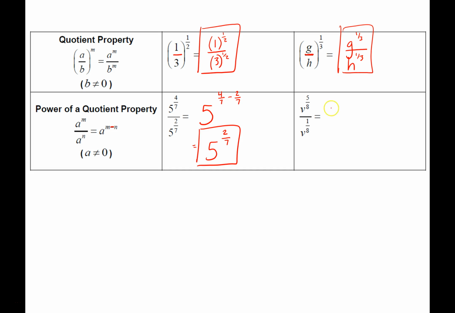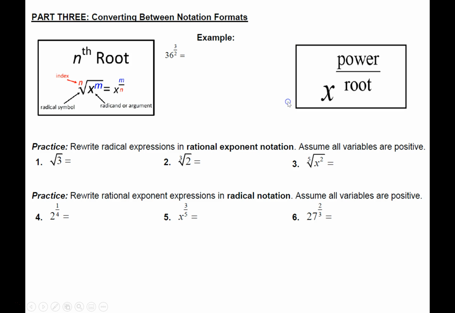The ones with variables work the same way. I have a base of v. I do my top exponent minus my bottom exponent. I again got lucky and have common denominators, so 5 minus 1, that's 4 over 8. Now that is going to simplify because 4 over 8 is the same as 1 over 2. So I am going to simplify that the last little bit of the way. All right, so that was a review of the exponent properties, but we have fractions, rational expressions this time. So now let's talk about where that's going to help us.